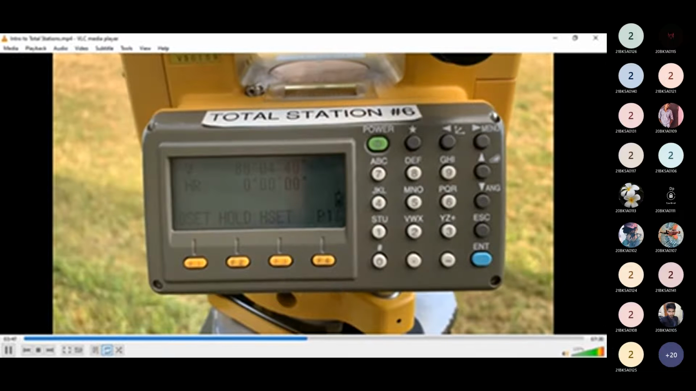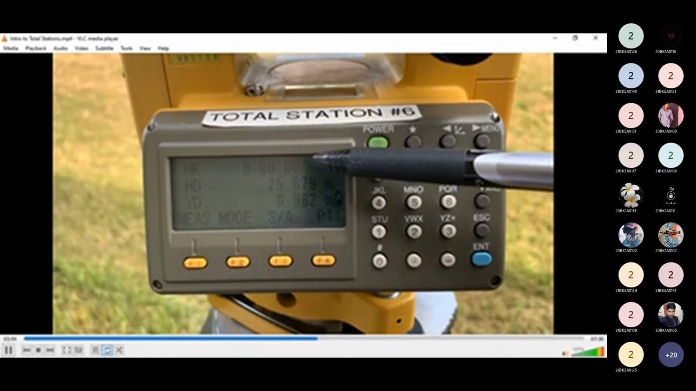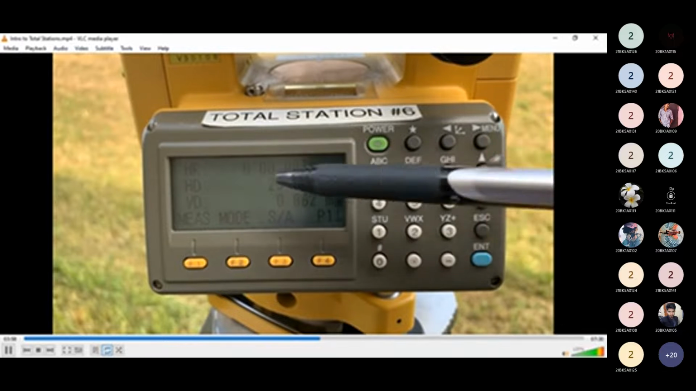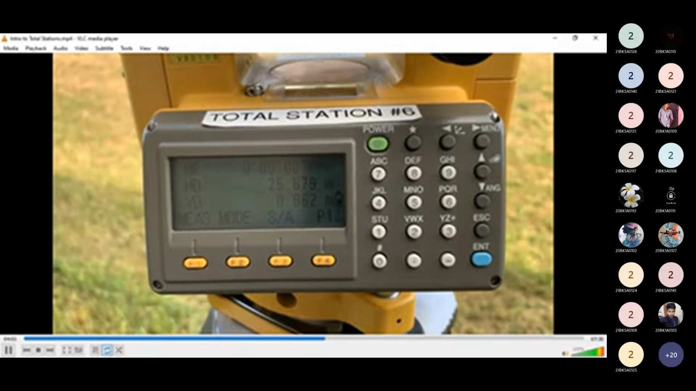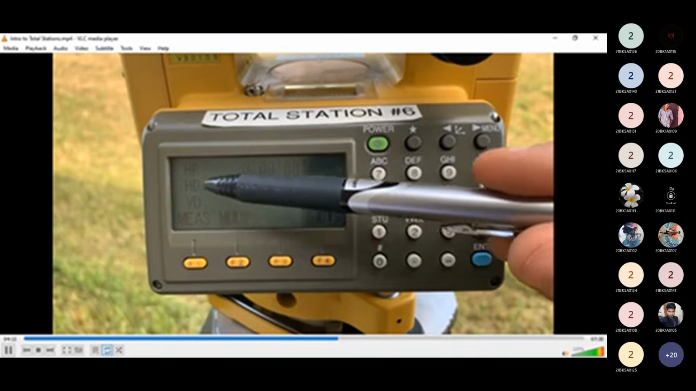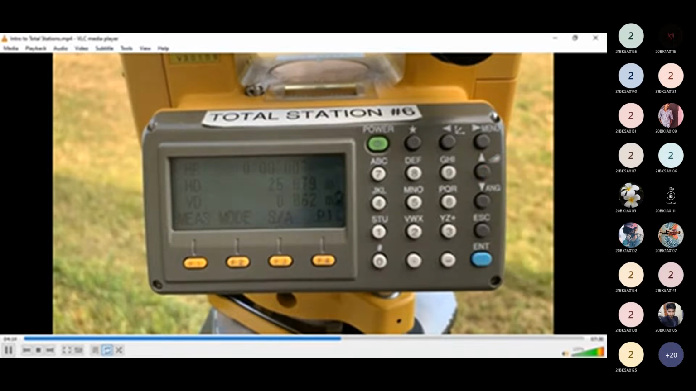Next, we'll look at our distance measurement mode. To access that, we can push our distance measurement mode button, and that will take us to a screen that shows the horizontal rotation, HR, the horizontal distance, HD, and the vertical distance, VD. The total station takes a distance measurement directly from the lens to the prism, and using the Pythagorean theorem displays the two sides of that right angle triangle. So our horizontal and vertical distances are the two sides of a right angle triangle.